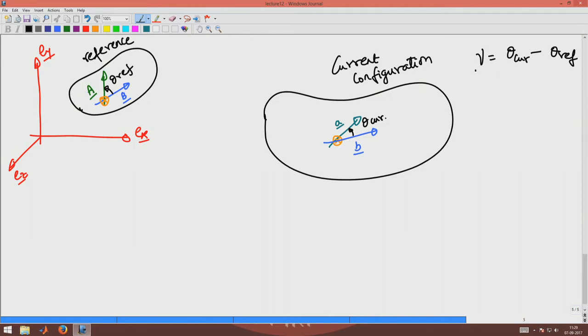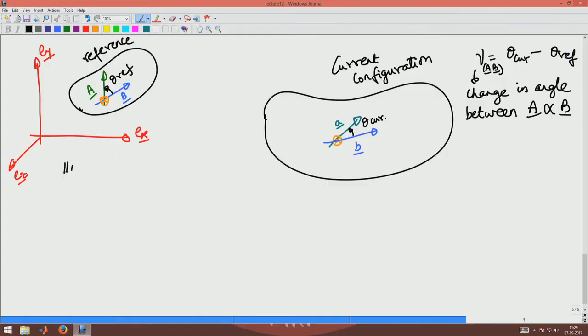Okay. Gamma is nothing but the change in angle between A and B. So, we will write it as gamma A B. Okay. So, that is the change in angle between A and B. Now, how do you find the angle between two direct line segments?